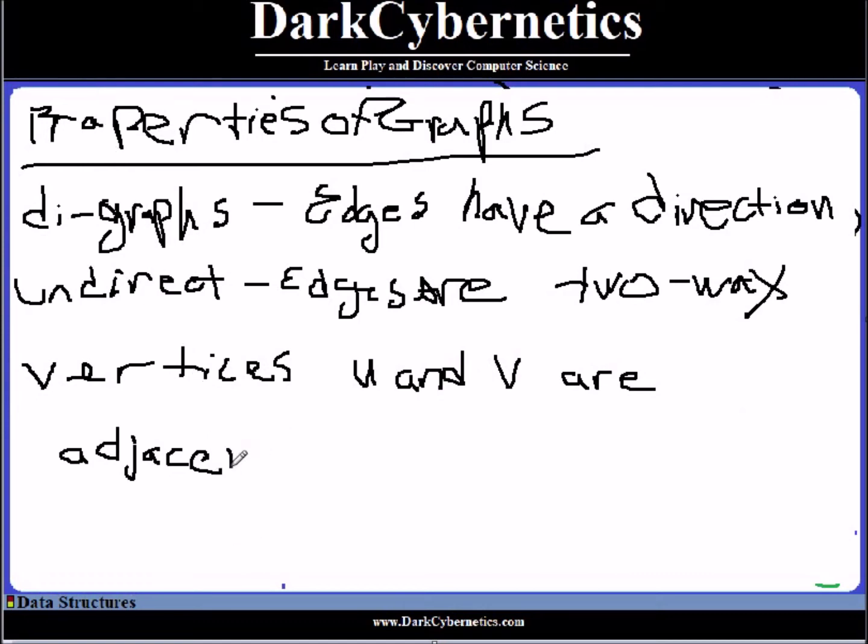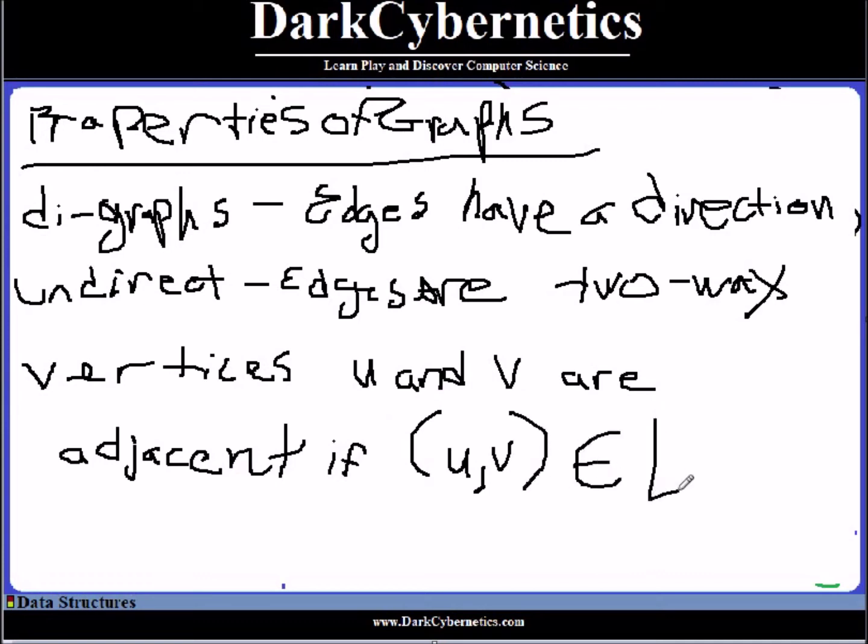We have some problems with this art tool today. We can say that vertices U and V are adjacent if U, comma V are in the set of the edges.